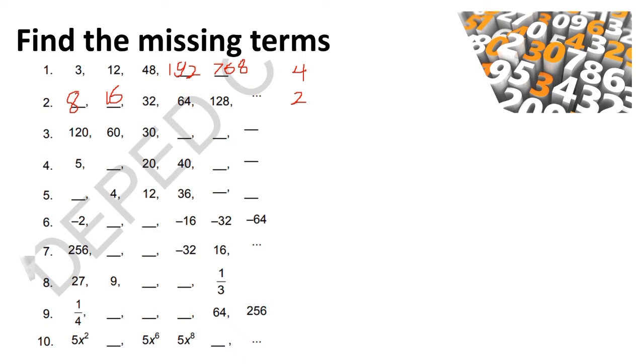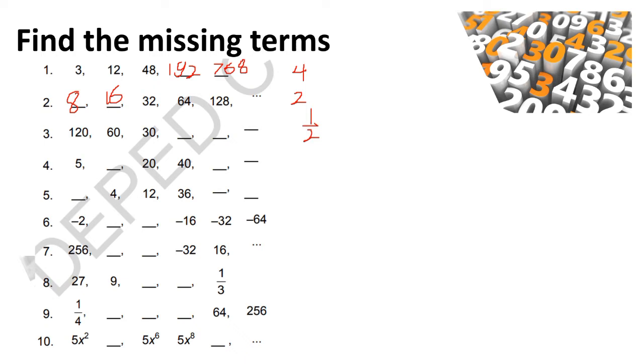And number 3. So, we have 120, 60, 30, and 3 missing terms. Okay. Ang ating common ratio, divide natin, 60 over 120. So, that is a fraction. So, lowest term na lang natin, 60 over 120 is 1/2. And also, 30 over 60 is also may lowest term na 1/2. So, ang common ratio natin for number 3 is 1/2.